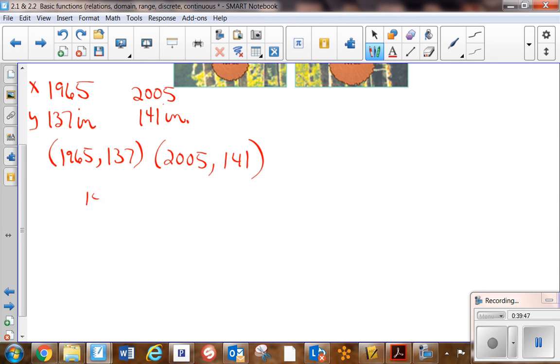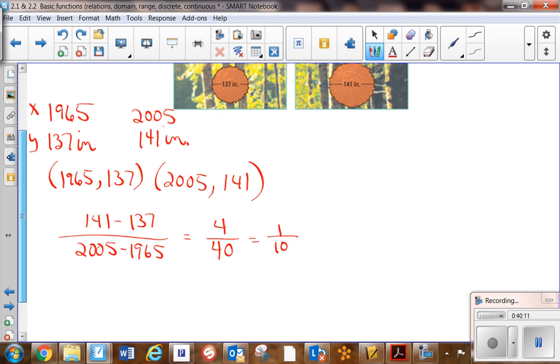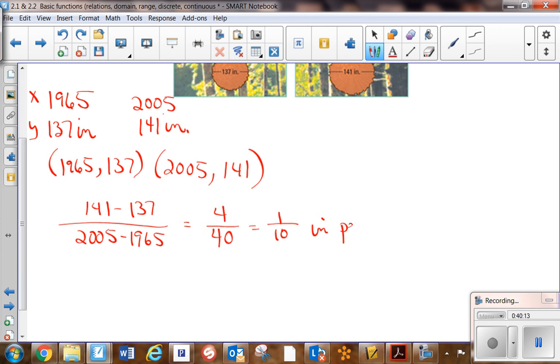141 minus 137, over 2005 minus 1965. We get 4 over 40. The tree is growing 1/10 of an inch per year. That is one slow growing tree. That's its rate of change, that's its slope.